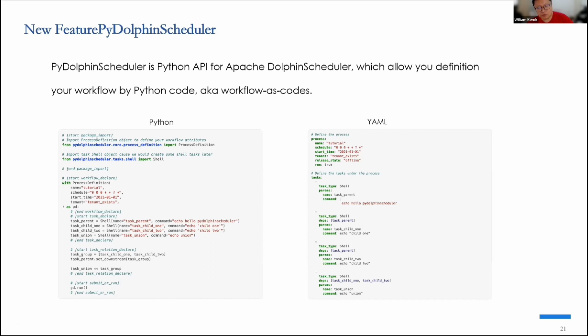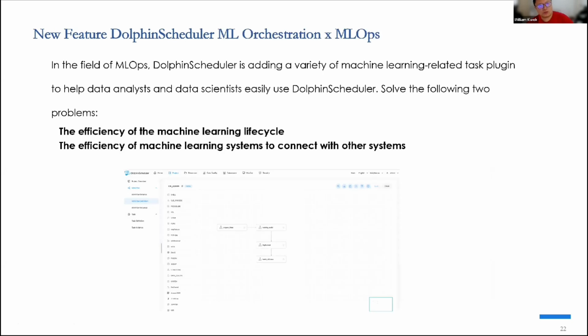Or you can use a YAML file to create your workflow very easily, if you want to use code or some script to create a workflow, not drag and drop. And then you can manage your workflow instance in DolphinScheduler, and you can just use the runtime mode to handle the orchestration workflow mode.